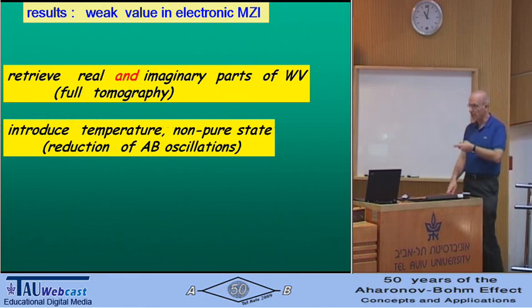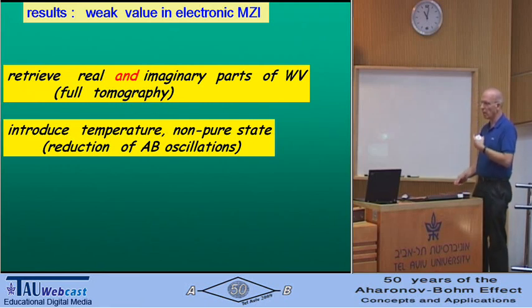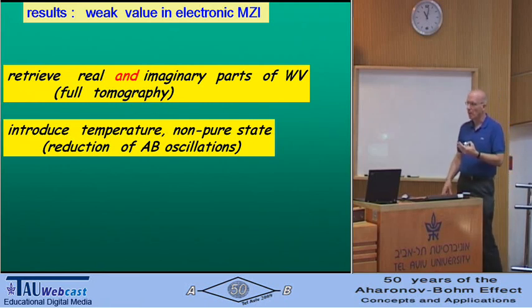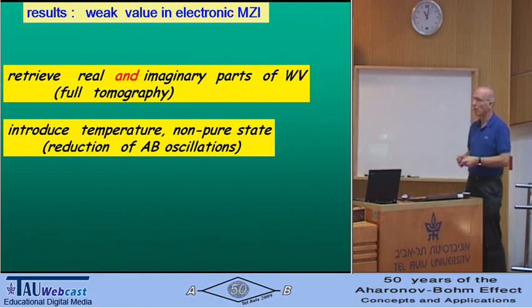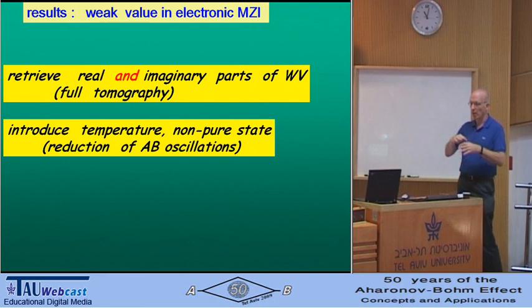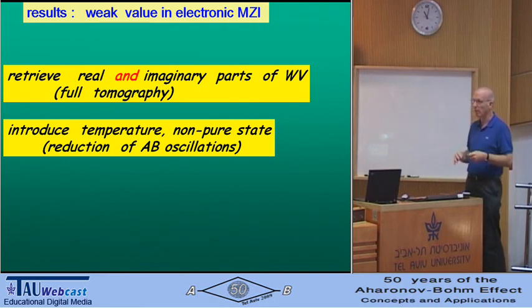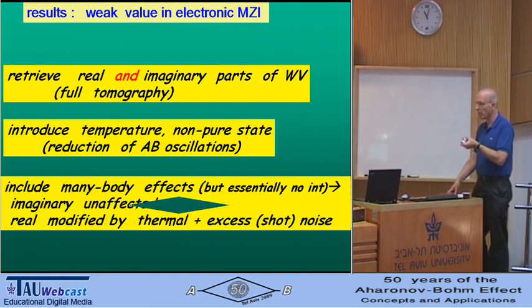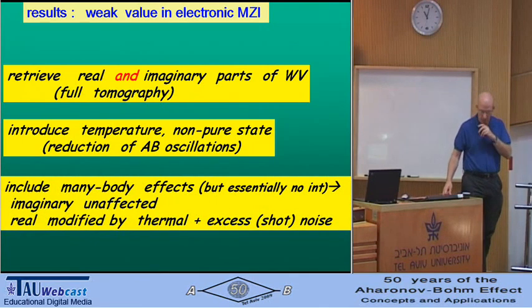Secondly, we have specifically introduced the temperature and the non-pure, mixed state, and we have seen how the features of the weak value are reduced. For example, the Aharonov-Bohm modulations of the weak value are reduced, are blurred a little bit. The visibility of the Aharonov-Bohm oscillations is reduced. Most importantly, in this formalism, we have used a many-body formalism. I think this is the first time that this is used in this context.